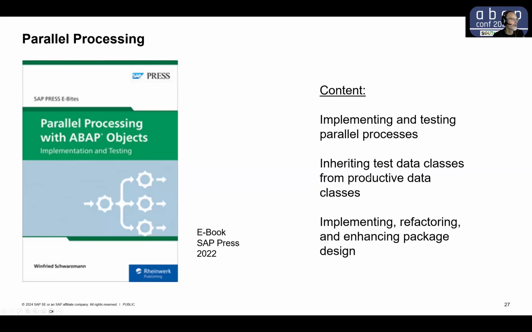And here the parallel processing is of course introducing this class CL ABAP parallel, but it also shows an advancement of the test data classes, so how these can be inherited from productive data classes, a really nice pattern. And what I emphasize over and over again, because you will not find it easily elsewhere, is how packages should be designed. I talked about it, but also how they can be refactored if things change. And this is done in there.